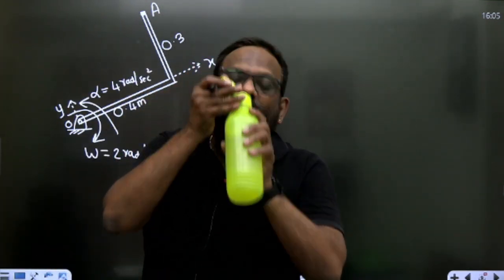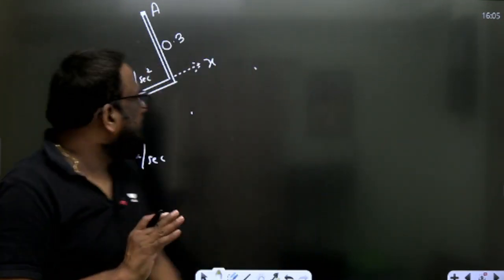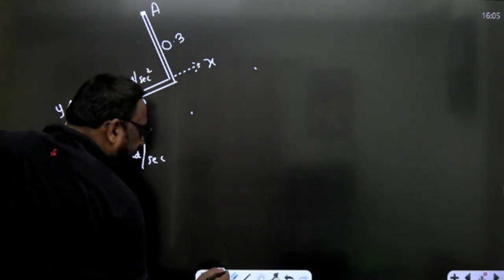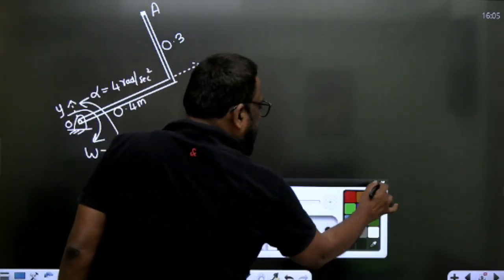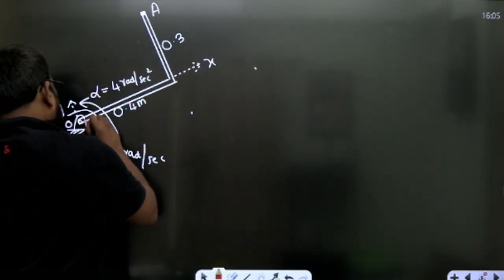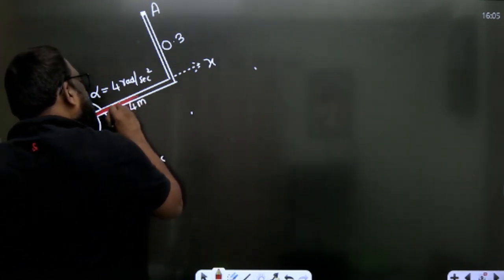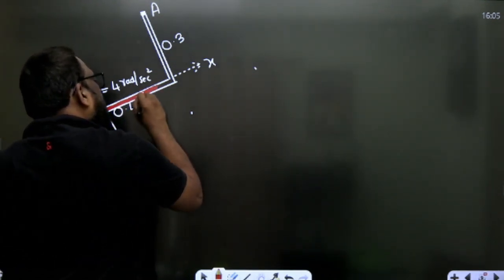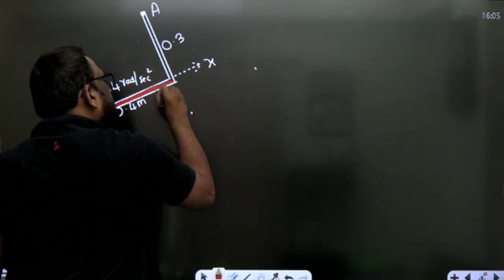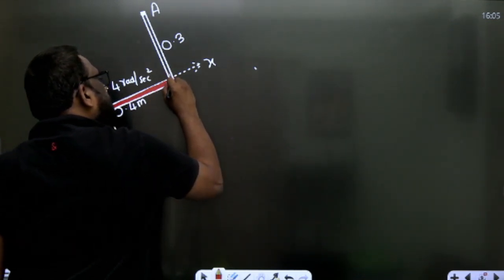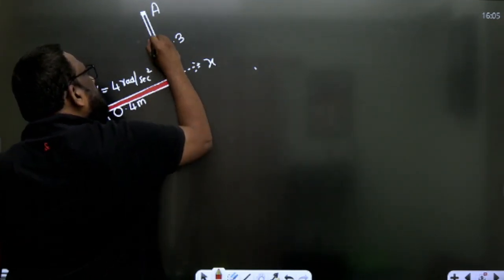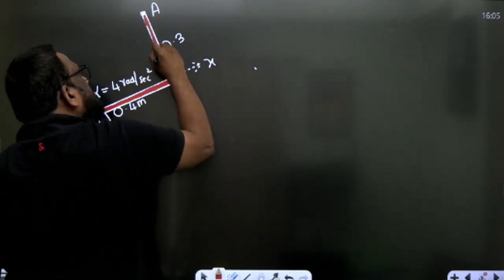See, what is this question? There is a 90-degree member. This is the 90-degree member. It is completely a single unit. This is a single unit.